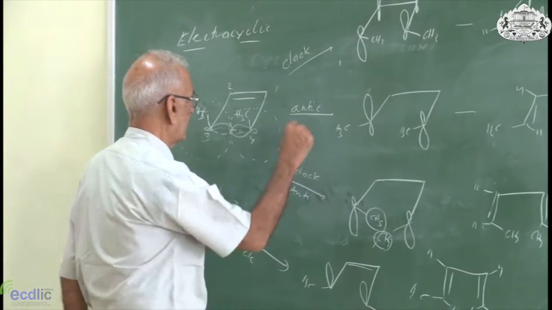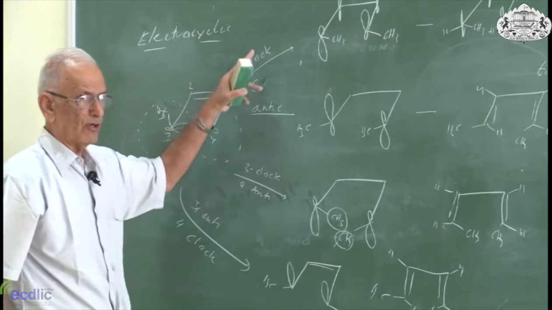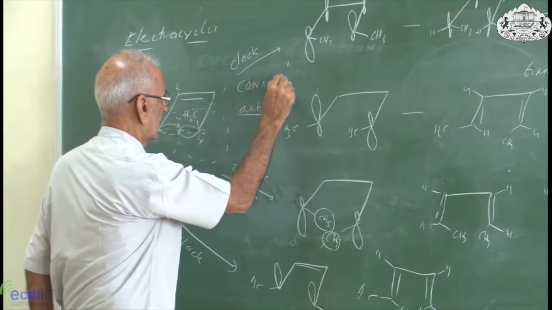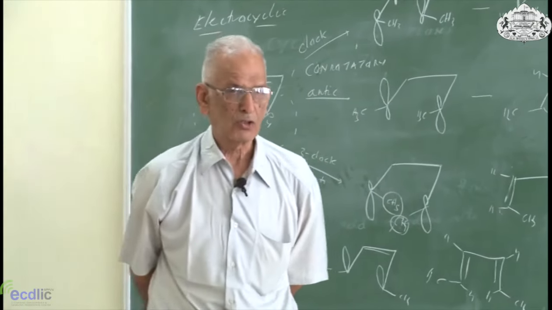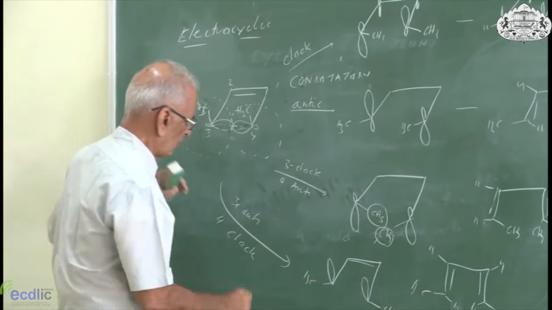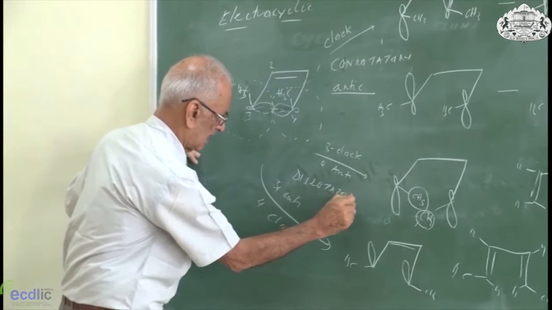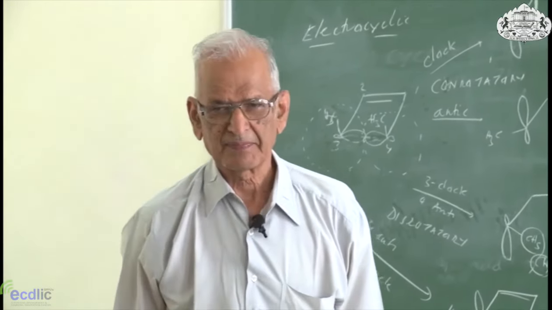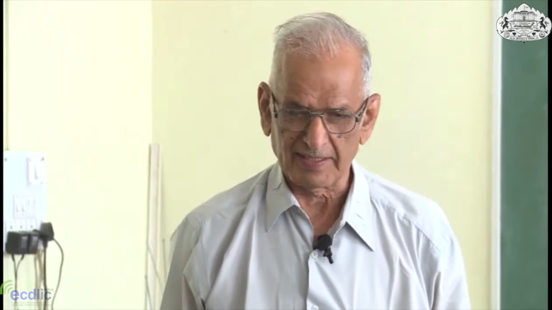So, when Woodward and Hoffman introduced this, if both move clockwise or both move anti-clockwise, they called it conrotatory. If one moves clockwise and one moves anti-clockwise, they called it disrotatory. When they introduced this word, they said everybody will know what is clockwise, what is anti-clockwise.